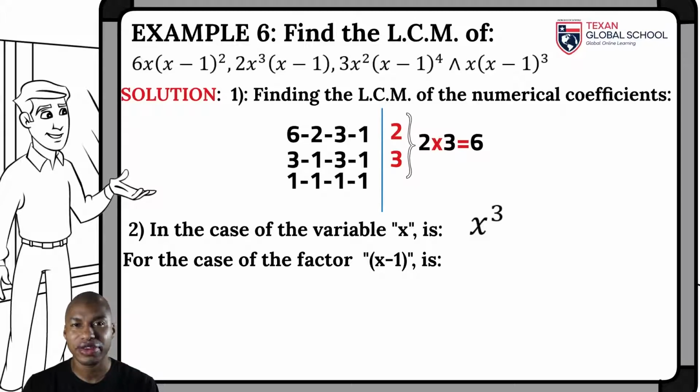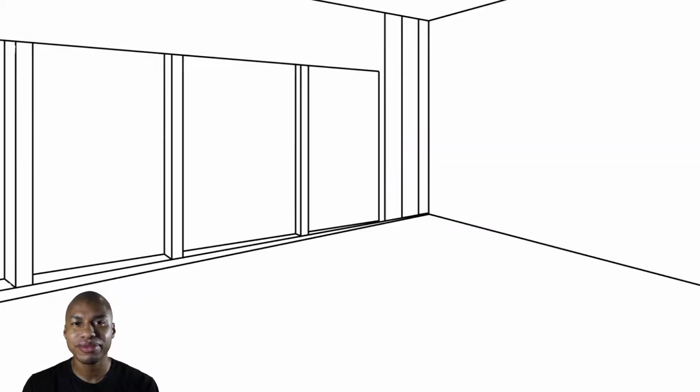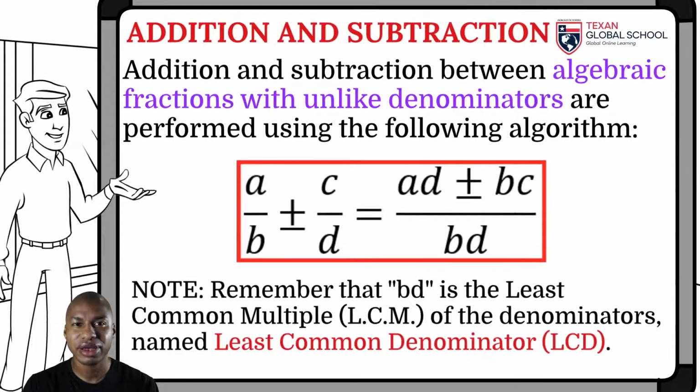For the next factor, the same concept applies. We will look for identical factors, and the one with the greatest exponent is selected. Therefore, it would be x minus 1 to the fourth. With this, the least common multiple is the product of the previous ones, that is 6x cubed times x minus 1 to the fourth.